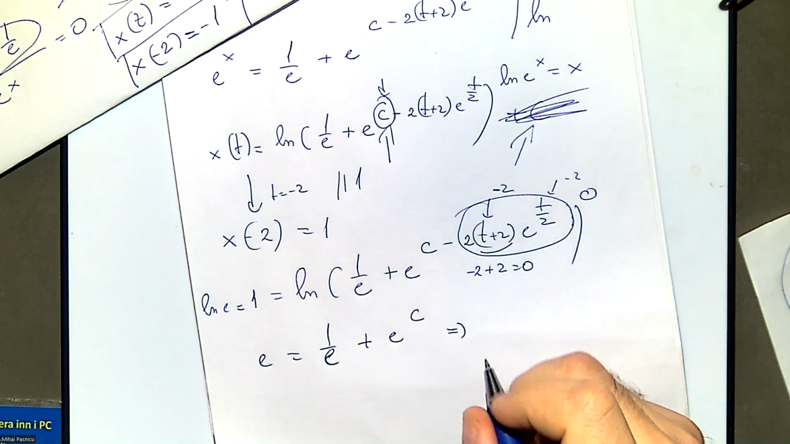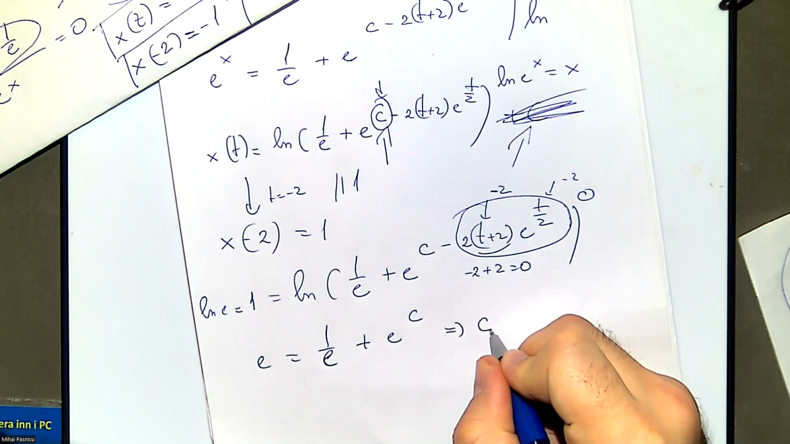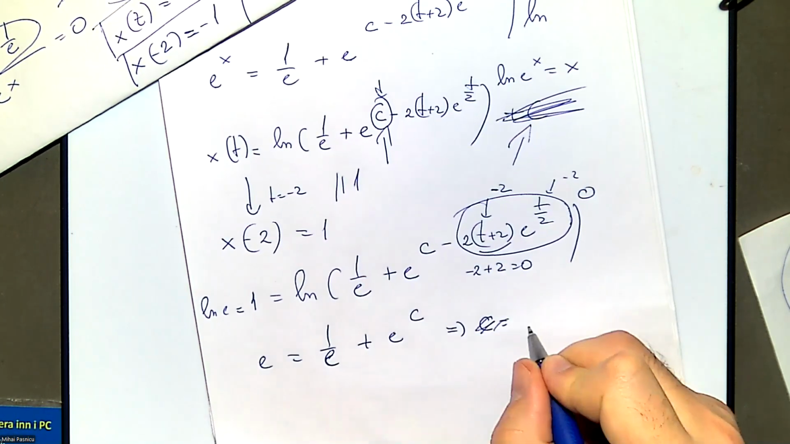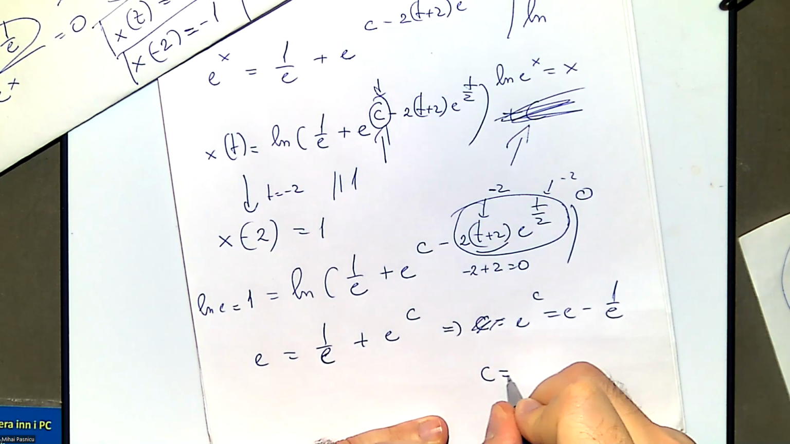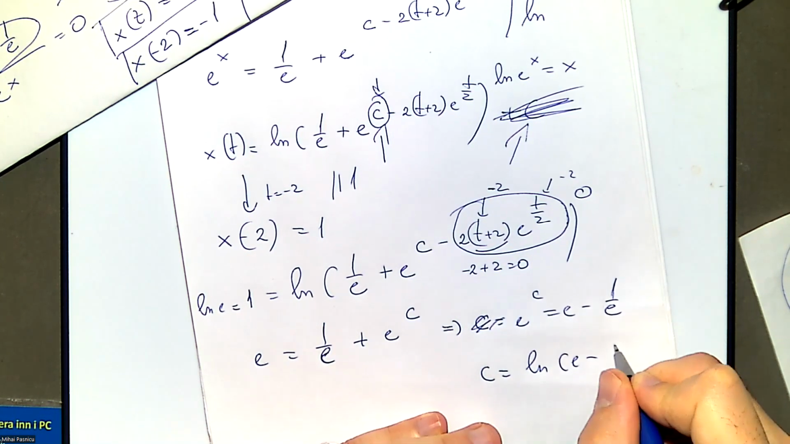And I'm left with this. So the constant is e. Okay, let's write it nicely. The constant is just e minus 1 over e. So the constant is just ln of this thing.